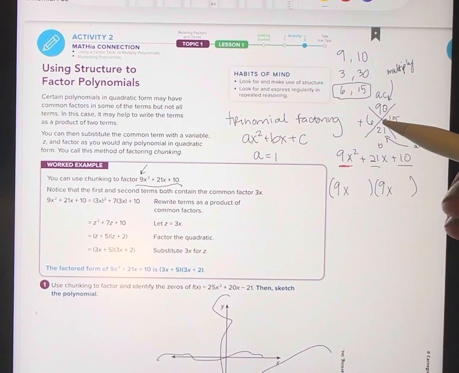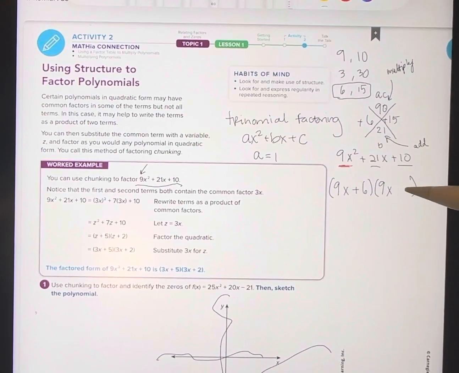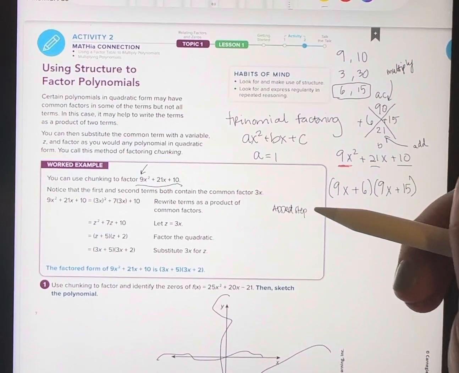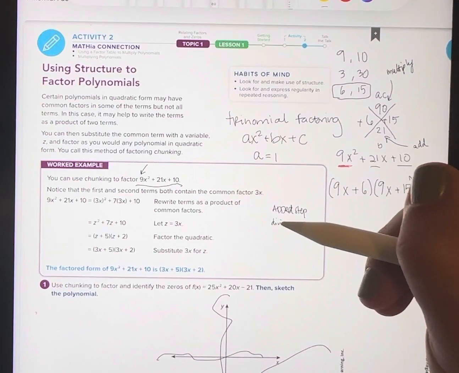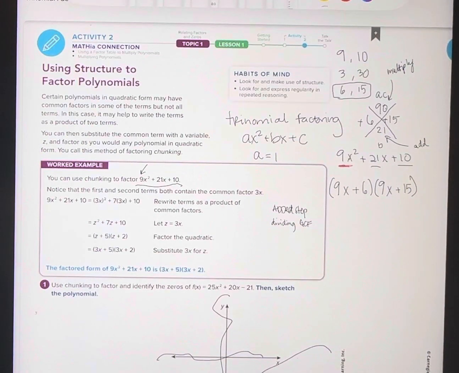And then what we're going to do is put in plus 6 and the plus 15, just like we did before. So far, this is basically exactly the way I used to factor these trinomials. The only difference now is I have one added step of dividing out the GCF of each parenthesis.